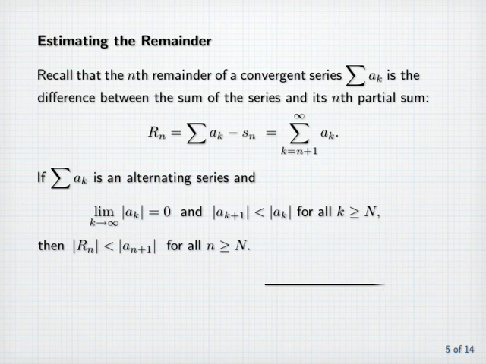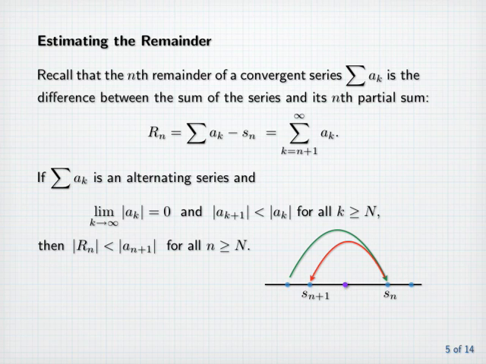Imagine a partial sum s sub n, to which we add the next term a sub n plus 1, to obtain the partial sum s sub n plus 1. The limit of the partial sums, that is the sum of the series, will be somewhere between s sub n and s sub n plus 1.